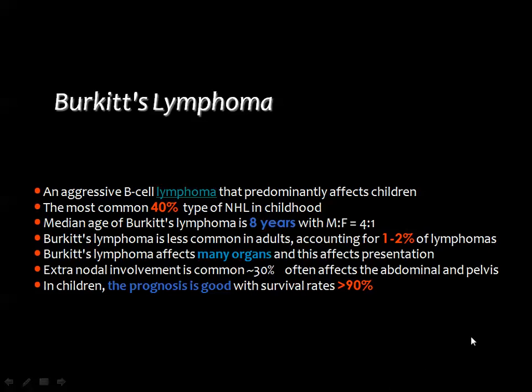Then Burkitt lymphoma in adults is less common, accounting for about 1 to 2% of lymphoma. Burkitt lymphoma is known to affect many organs in the body. It is also known to have a good prognosis with survival rates more than 90%.